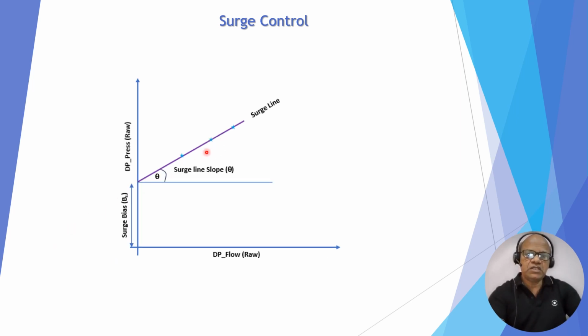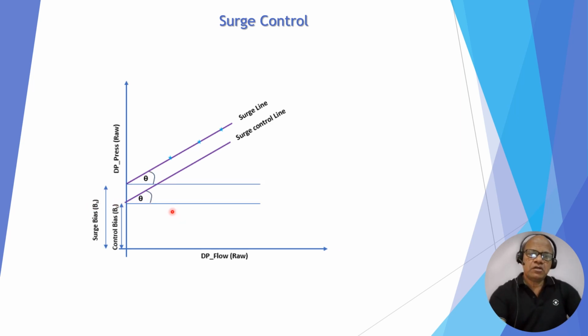Now, if you see the surge line, it has two very important parameters. One is called surge bias, BS we call it. Surge bias is the offset of the line from the 0 point. So this is called surge bias, and it has a slope, that is theta. So this line has a slope, the surge line slope from the x-axis. So this is theta, as shown. So the surge line has a slope and the surge line has a bias. These are the two important terminologies we have to use.